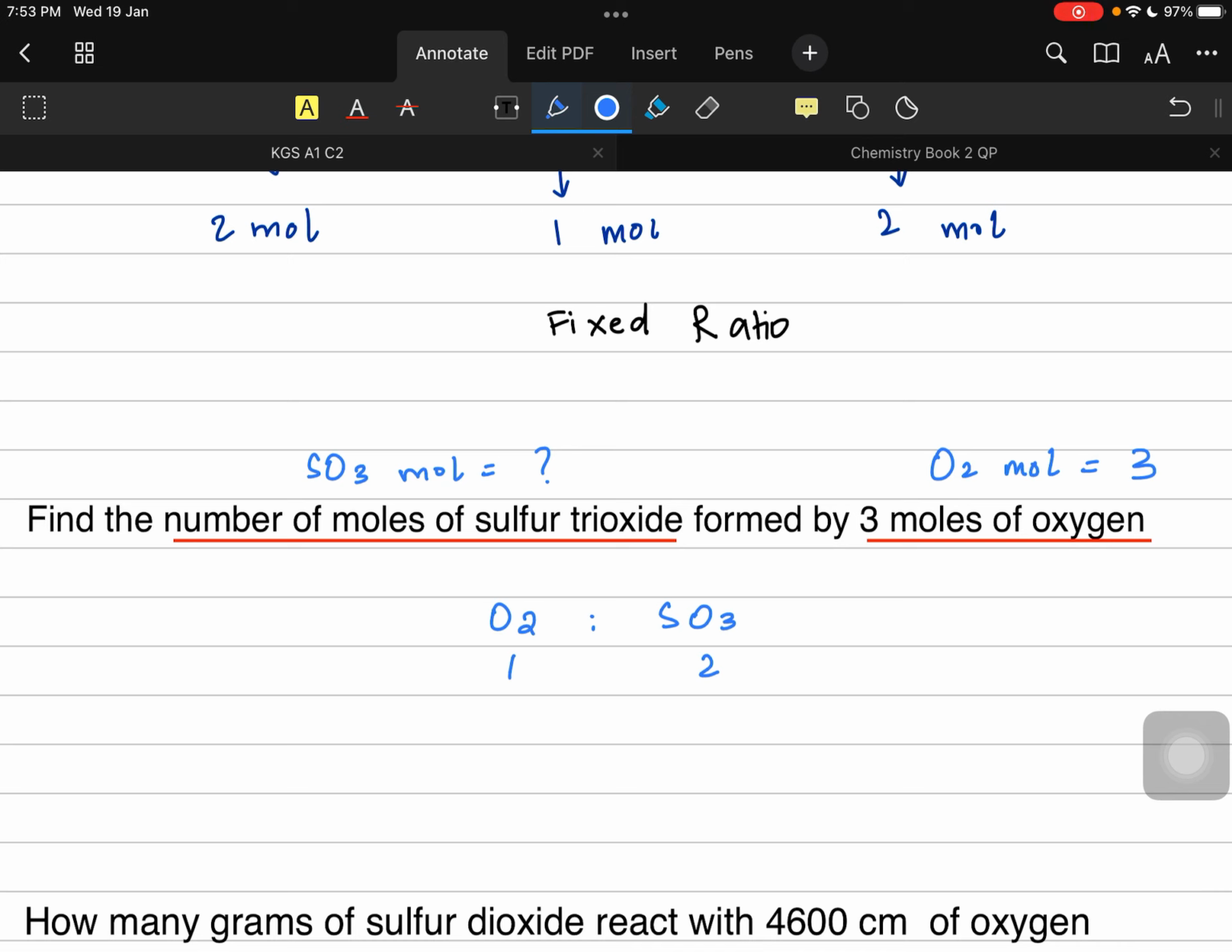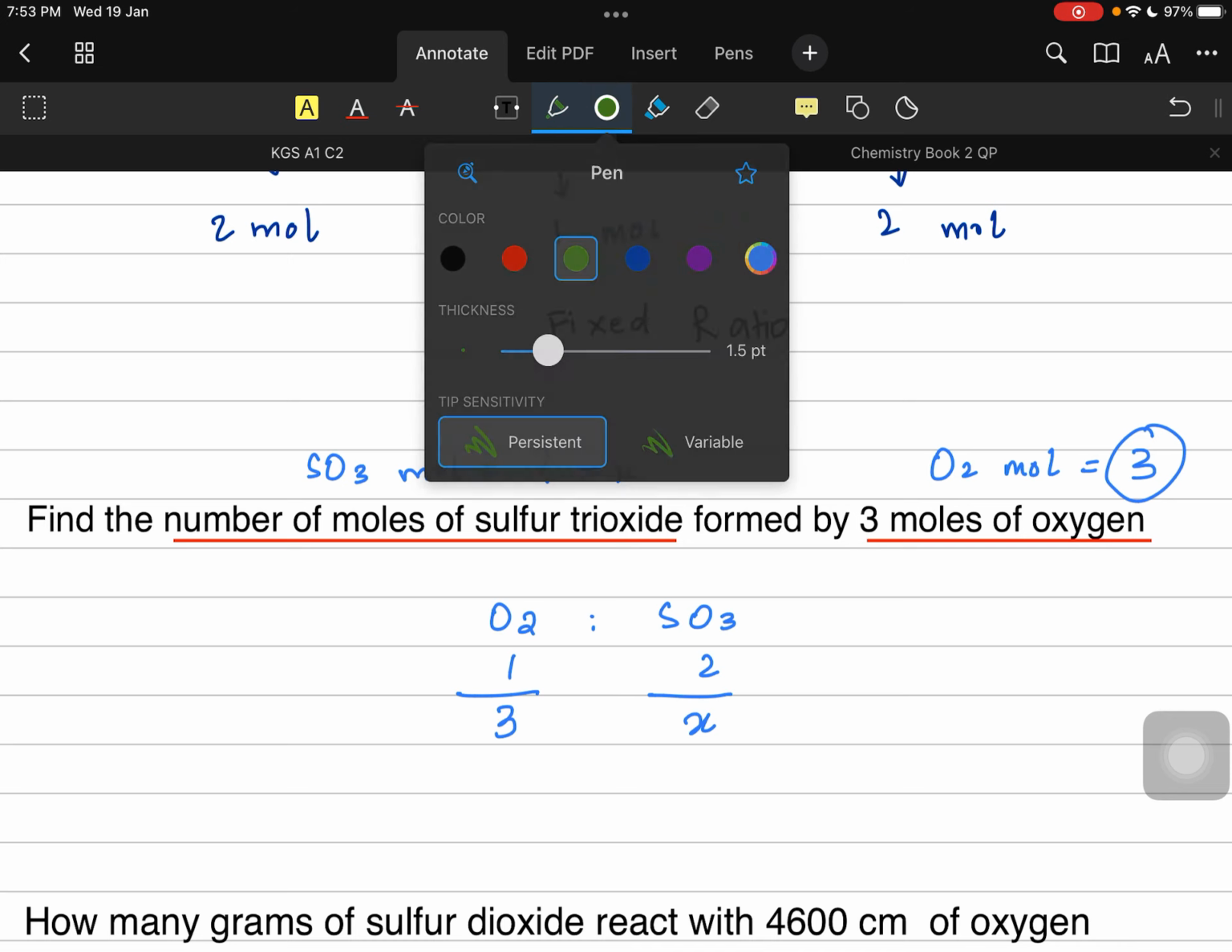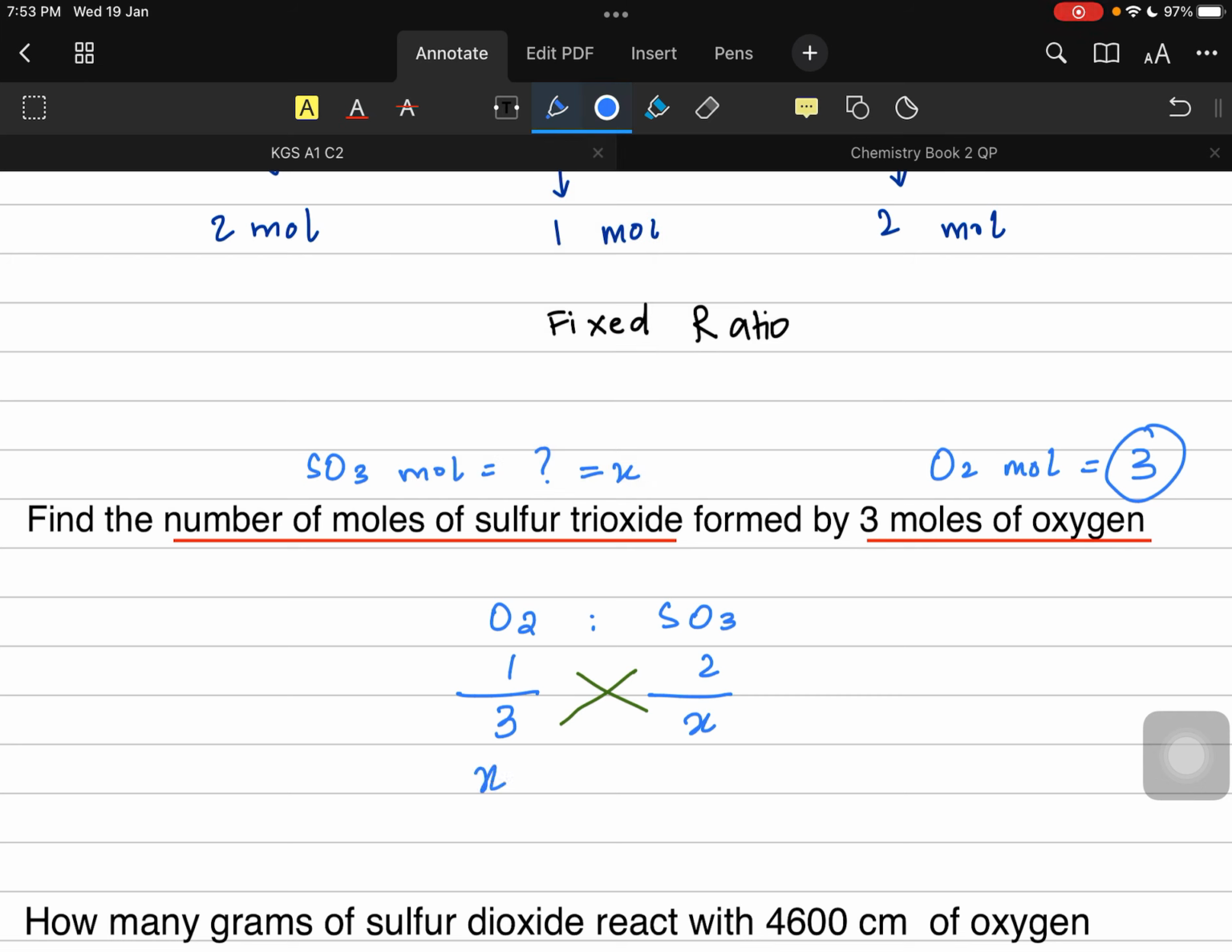Based on our question, we put the values of the question in the denominator. So oxygen moles are 3 and sulfur trioxide moles are a question mark, so let's call it X. We use direct proportionality to find the moles of the unknown. So we get that 1 times X is equal to 2 times 3. X is equal to 6 moles of sulfur trioxide gas. We have our answer with respect to the relationship.